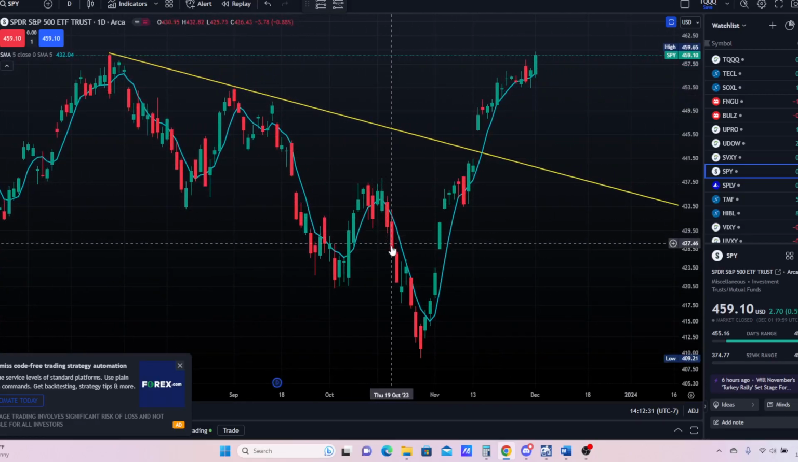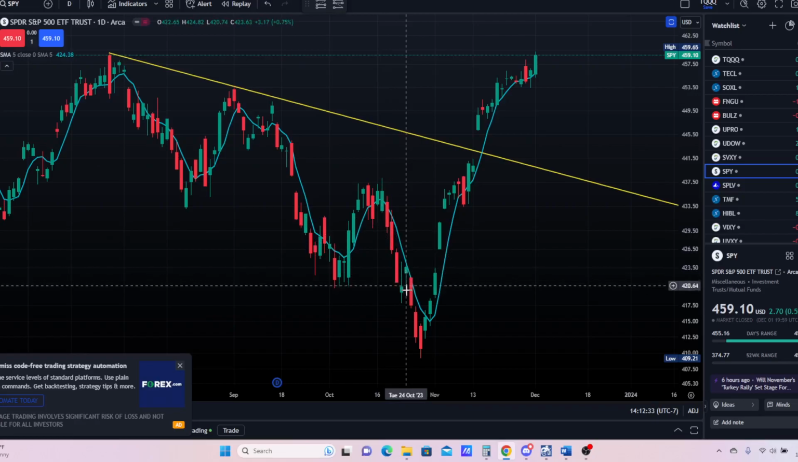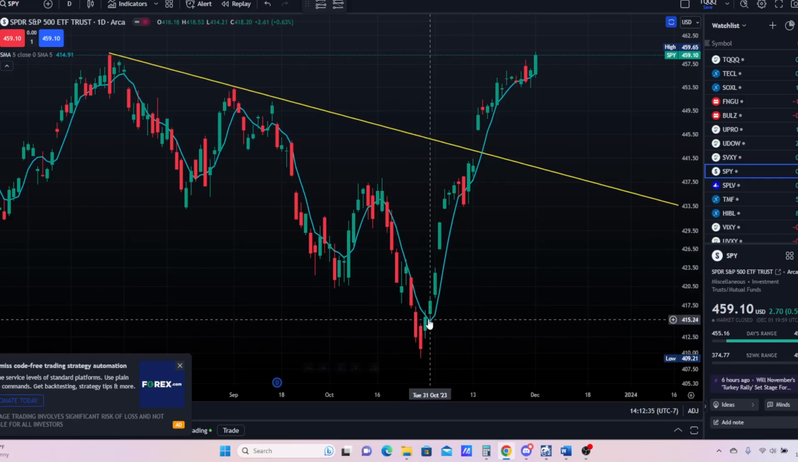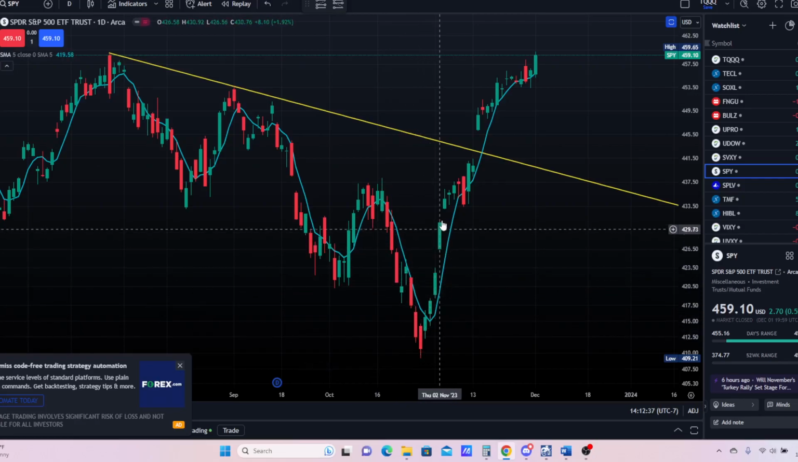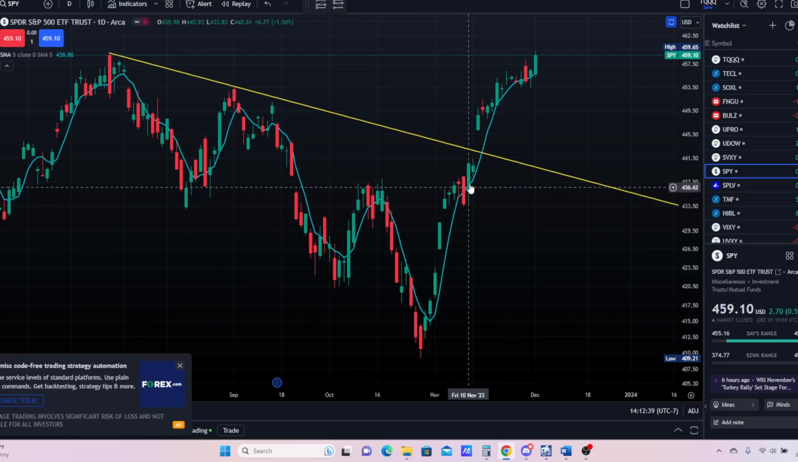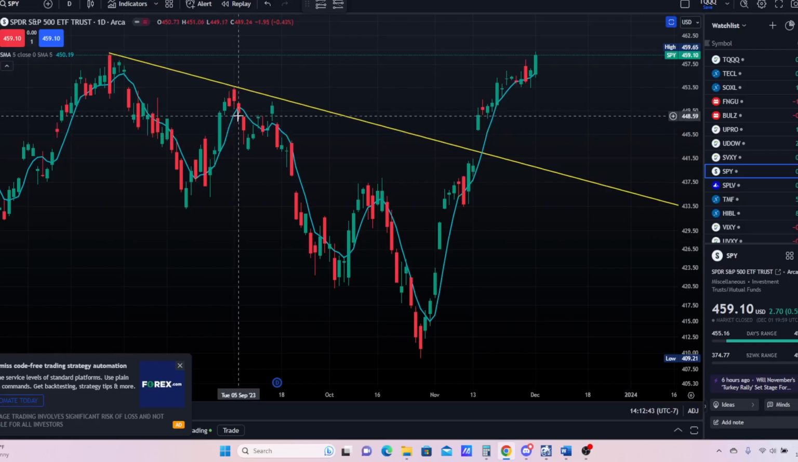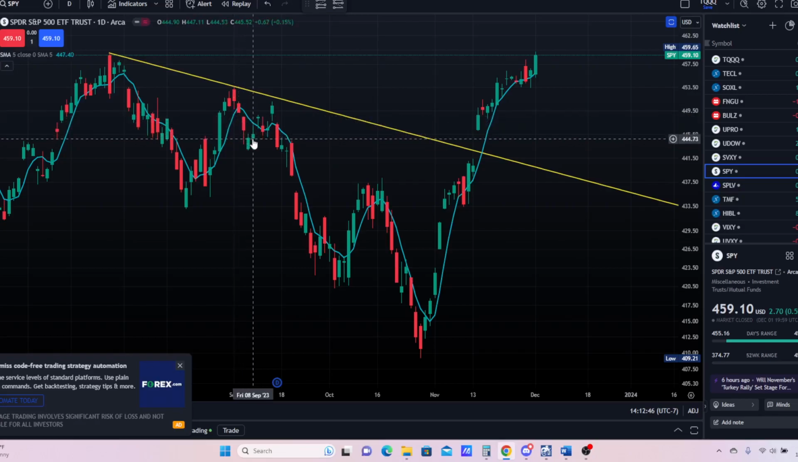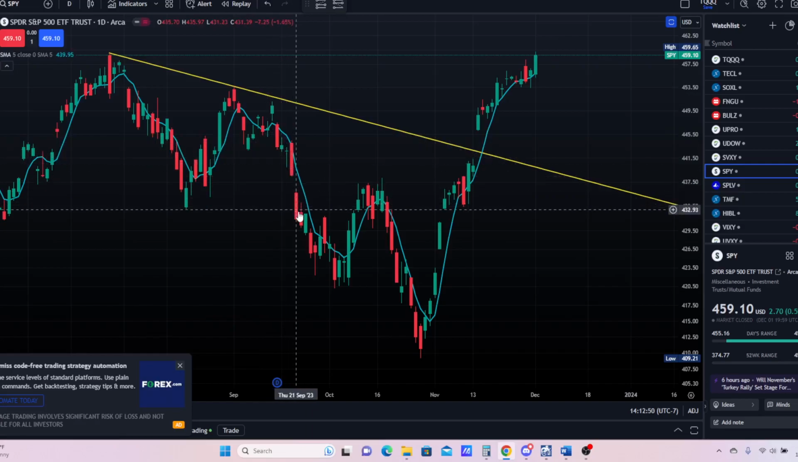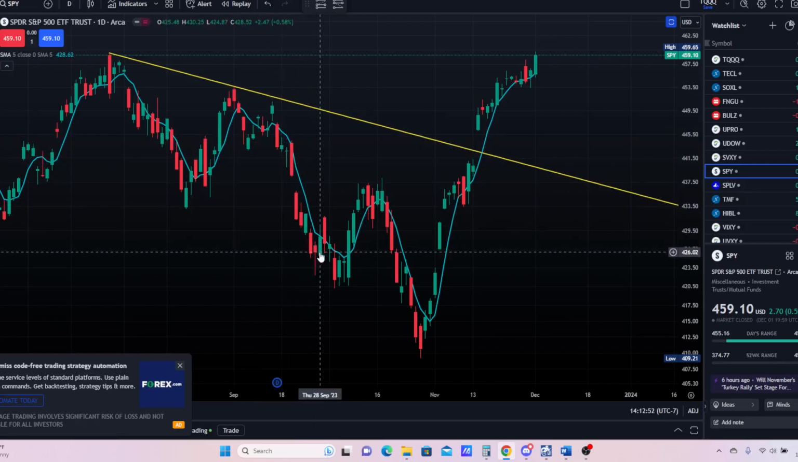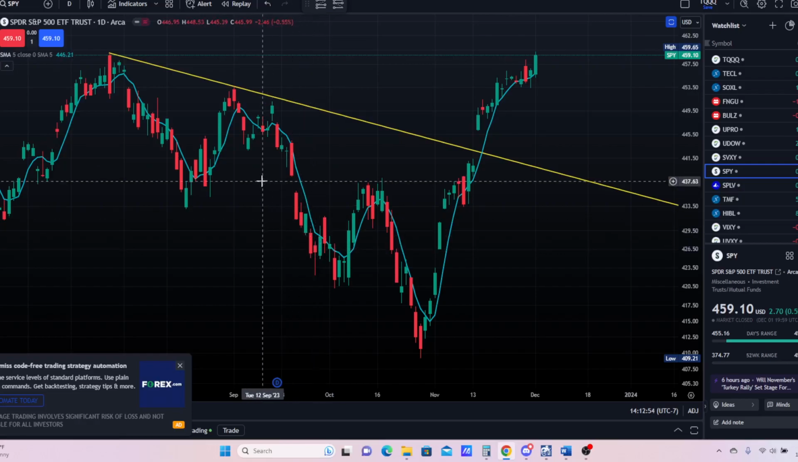So 1, 2, 3, 4, 5, 6, 7, 8, 9 days below the 5-day move average. Here's one, and then it reverted back to the upside. 1, 2, 3, 4 days. 1, 2, 3, 4, 5, 6, 7, 8, 9, 10. 10 days below the 5-day move average.